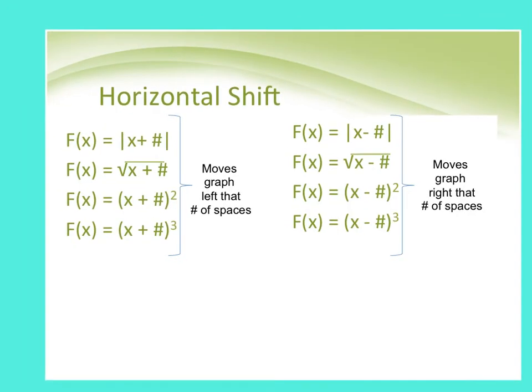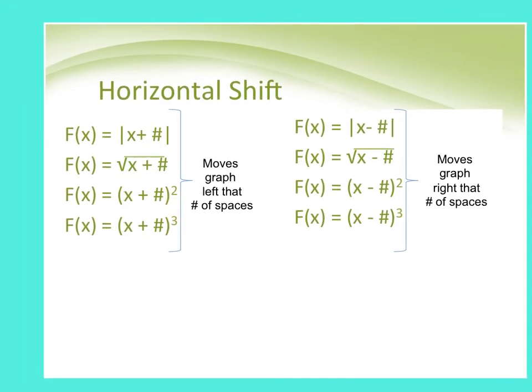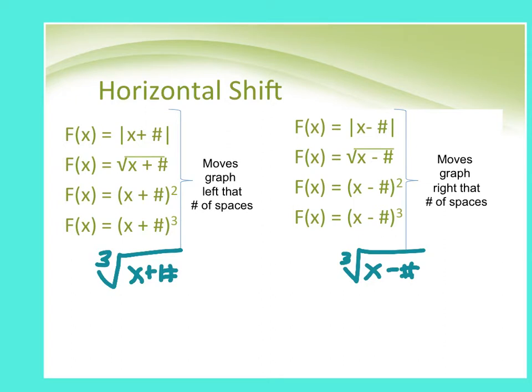The next shift is horizontal. So this happens if it's inside the function. So if it's x plus inside the absolute value, or x minus inside the absolute value, if the plus the number or minus the number's underneath the root, inside the parentheses, or if it was cubic, underneath the cubic function. Or if it's a reciprocal function, it would be in the denominator with it.